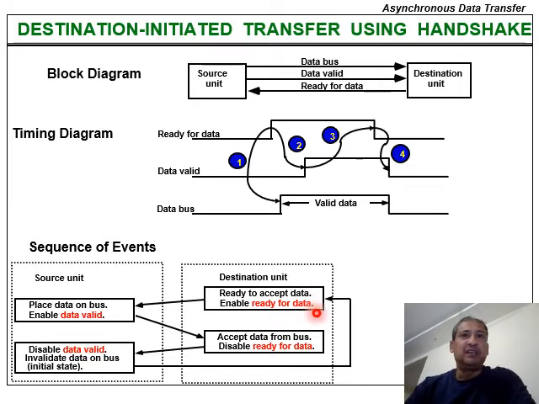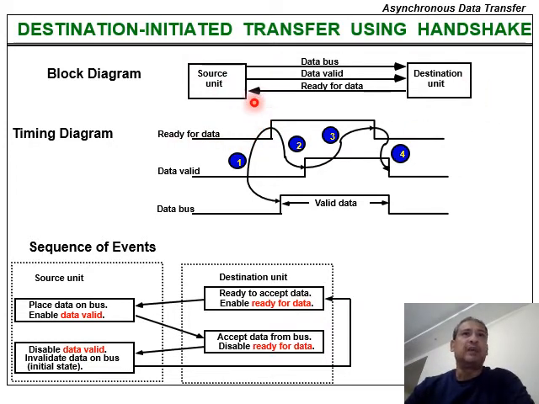Once again, look at the sequence of events. If you see, now the process starts with the destination unit. Once the destination unit is ready to accept the data, it can start accepting the data from the source unit. It indicates this to the source unit by sending the ready for data signal. So this is the first task. Its process starts with the destination unit enabling the ready for data signal.